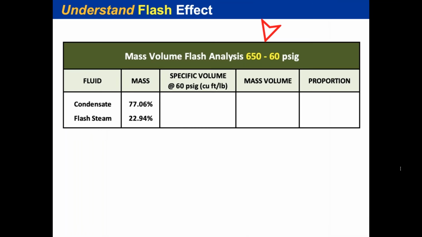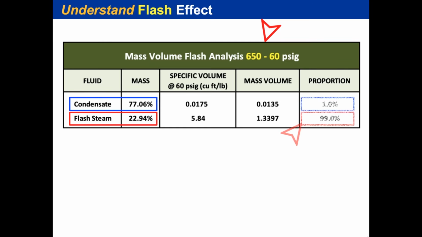So here is 650 to 60 psi. Let's take a look at the mass volume flash analysis. Well, that's not bad. Look at that. 77% of it is condensate and 23% of it is steam. Jim, I thought you told me it's mostly full of steam. That's like, it's not, it's like a quarter steam. Yeah, maybe if you're talking about mass. But when you put the specific volume to it and do the mass volume analysis, it's 99% proportioned by steam.